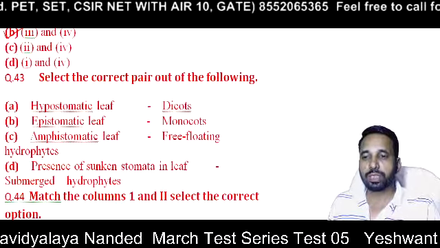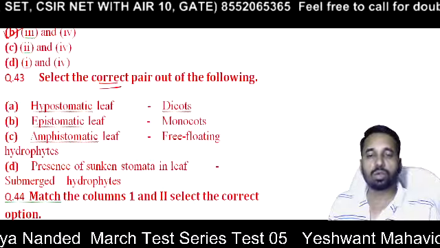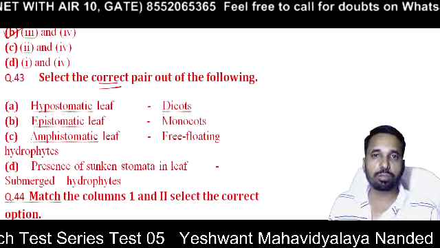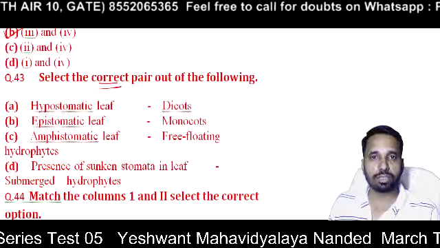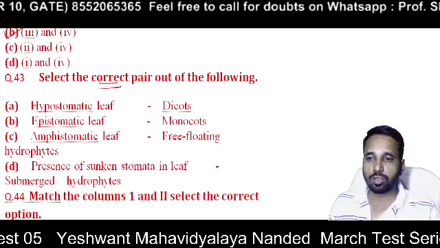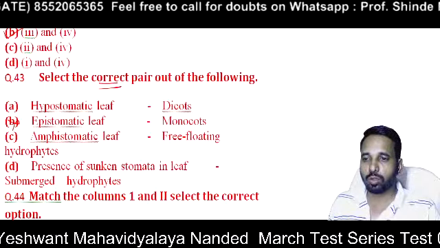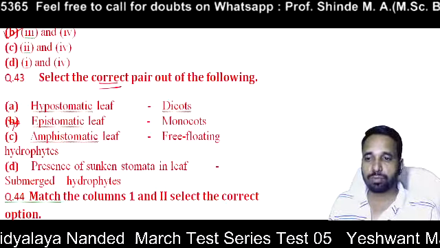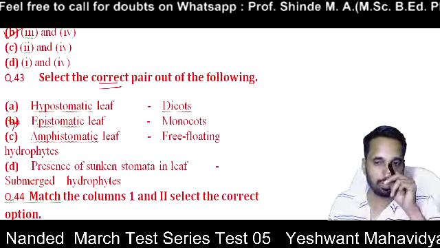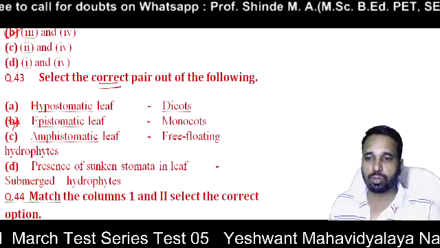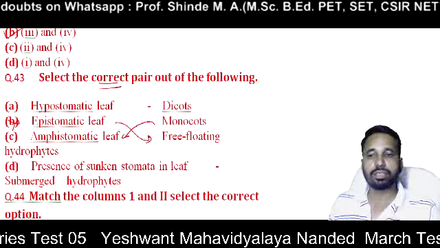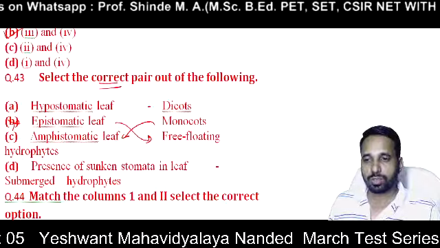Now we are supposed to find out correct pair. Now monocot, how is it possible? Epistomatic monocot, basically they have got isobilateral leaf. Now stomata will be there on either of the side, both side, so it cannot be epistomatic for monocot. Wrong thing. Then amphistomatic, stomata on the both side for the free floating hydrophyte. Is it possible? No, that could be epistomatic. So you can say that this is wrongly paired. Okay, cross or exchange is there.